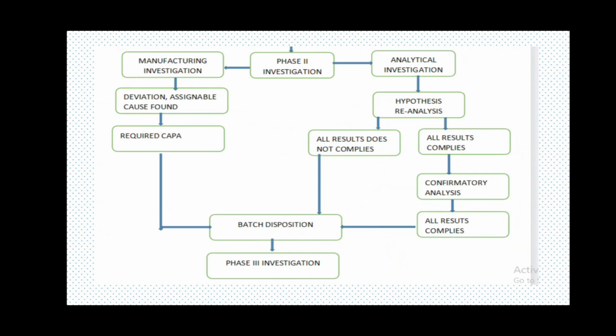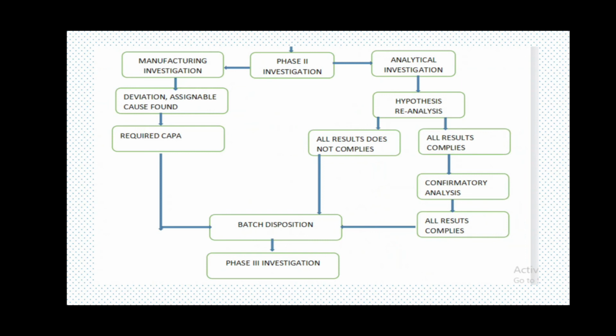Then based on the root cause identified, we need to take required CAPA and a decision on batch disposition needs to be taken. If we are not able to find any assignable cause in manufacturing investigation, then we need to enter into analytical investigation. In analytical investigation, hypothesis reanalysis or hypothesis testing needs to be done.